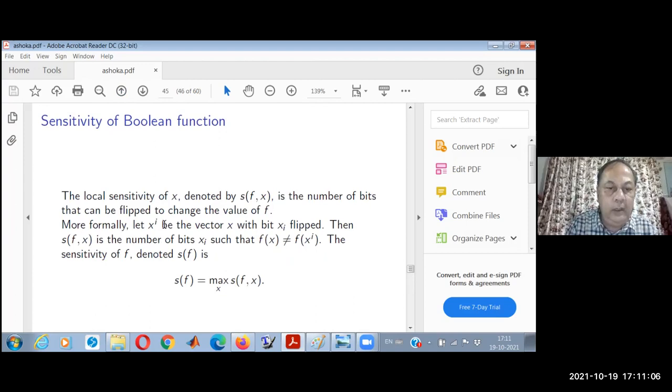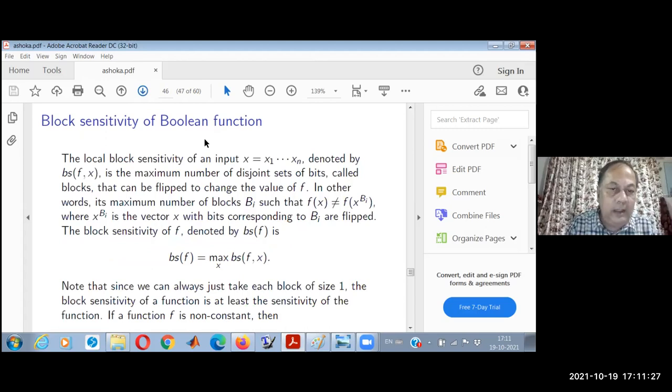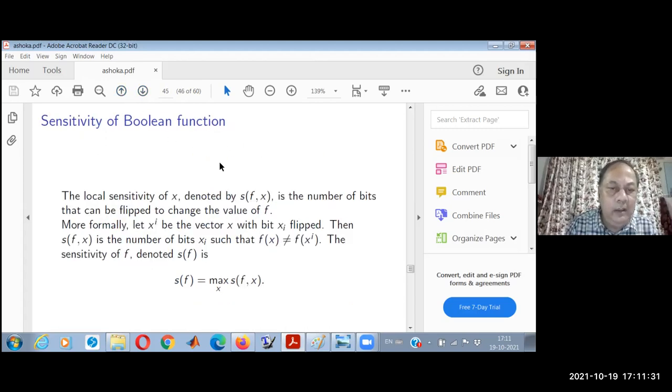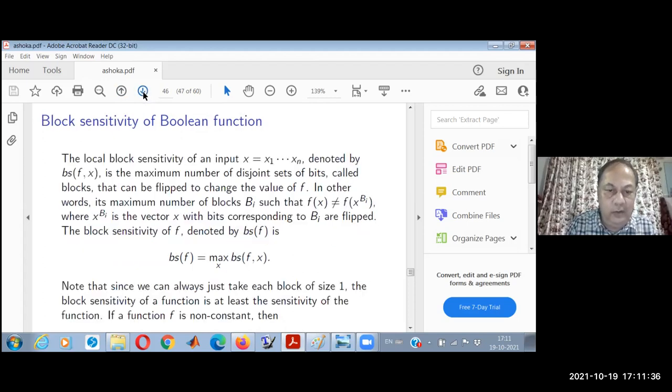More formally, x^i is the vector with the bit x_i flipped. Then s_f(x) is the number of bits such that the function changes. Then the sensitivity is the maximum. Now, this is considered to be the most basic, and there are other sensitivities. One very much related is block sensitivity, but I won't go into the definition. It's just that you do whatever we did in sensitivity, but you do it by dividing into blocks. So let me not go to the formal definition, but there is a block sensitivity.